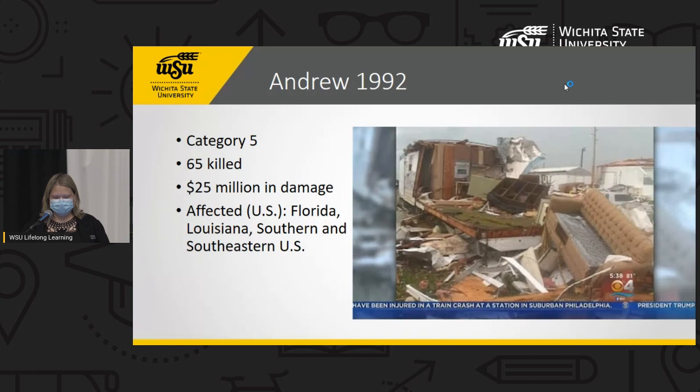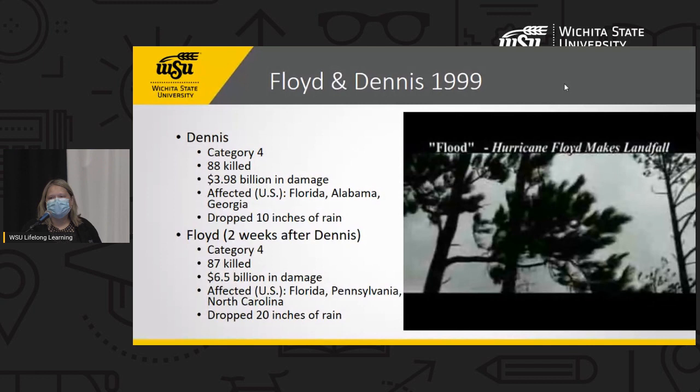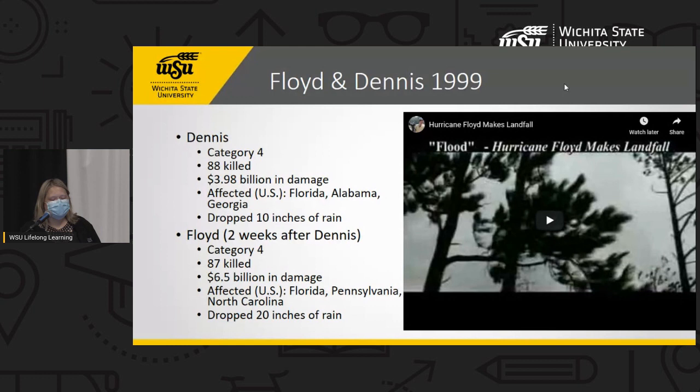Floyd and Dennis both occurred in 1999, and I grouped them together because they occurred just 2 weeks apart, and they overlapped some of the areas that they affected. They were both Category 4 hurricanes, and Dennis killed 88 while Floyd killed 87 people, so they're very similar in nature.